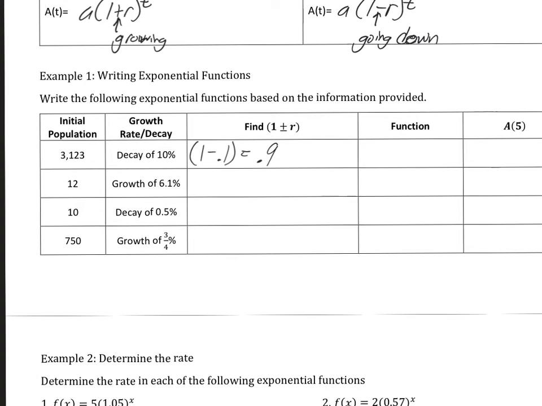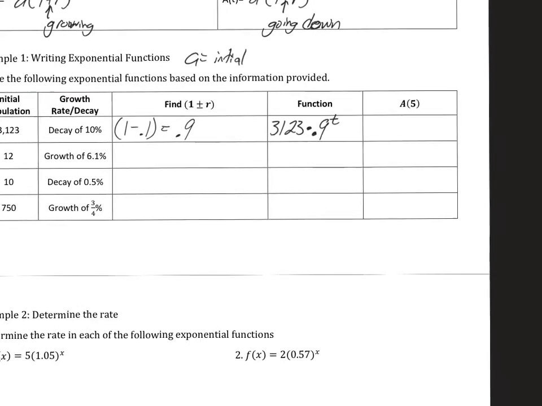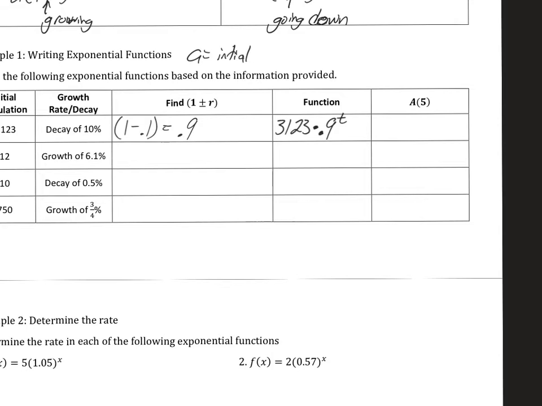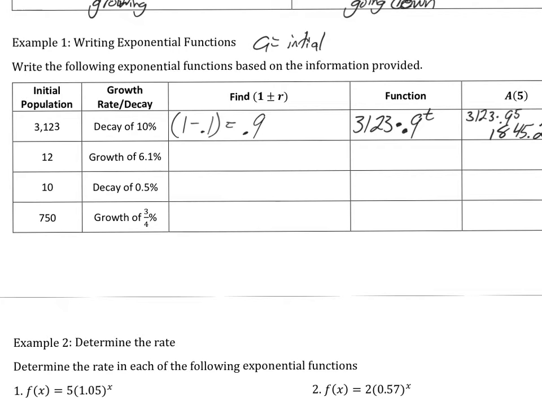Now, my function. Very first thing I'm going to do is take my initial population. That is what A is, okay? So A equals initial, whatever my initial amount is. So I have 3,123 times 0.9 to the t. Okay, looking at this last one, we want a of 5. So I'm going to do 3,123 times 0.9 to the 5th. That answer is going to give me 1845.28.